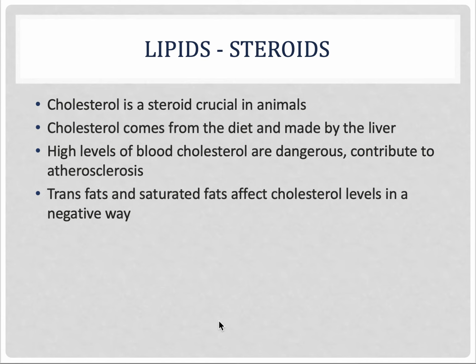Lastly, we'll talk about steroids. Steroids are a type of lipid, and the one that we'll talk about is cholesterol. Cholesterol is a steroid, and we need it. It comes from our diet, and it's also made by the liver. So we can eat cholesterol, and we make cholesterol.